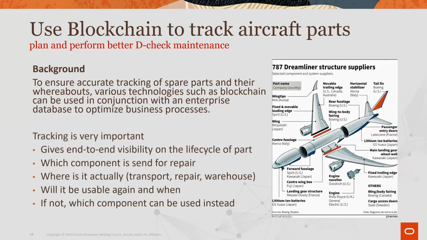In this case, tracking is very important because it gives us end-to-end visibility on the life cycle of a part. Where did it come from? How old is it? Is it stored somewhere? Is it repaired? Is it maybe even decommissioned? Are we able to reuse the part again, and at what time? And if not, which other components are there to be used instead? And maybe we need to go to a different supplier, or we need to go to a different airline to get that part.